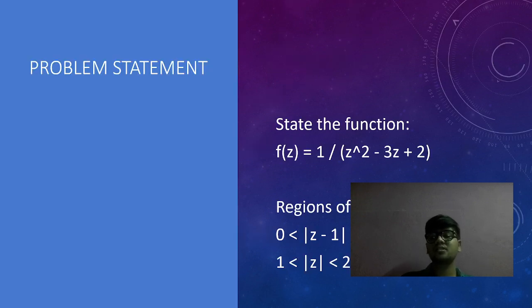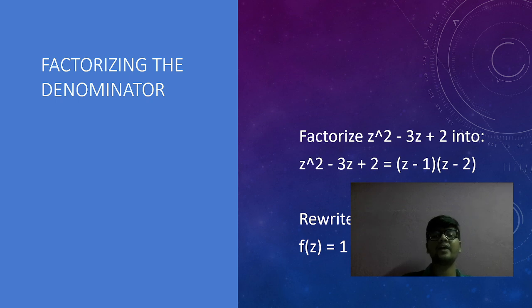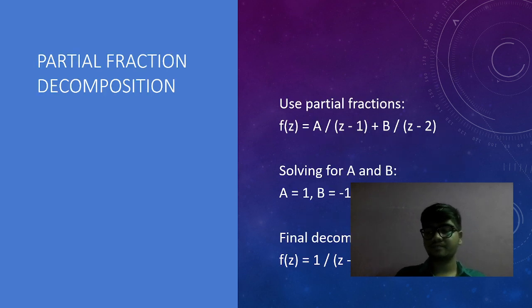Problem statement: the function f(z) = 1/(z^2 - 3z + 2). Regions of interest: 0 < |z-1| < 1 and 1 < |z| < 2. Now let's discuss factorizing the denominator. Factorize z^2 - 3z + 2 into (z-1)(z-2). Rewrite the function f(z) = 1/((z-1)(z-2)).